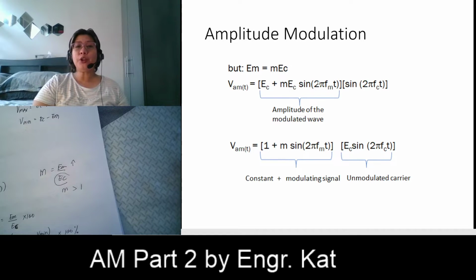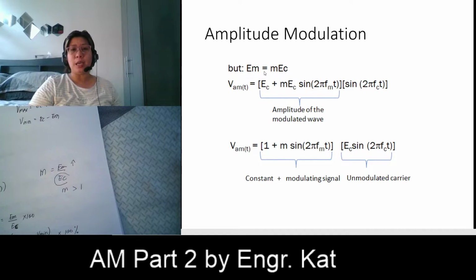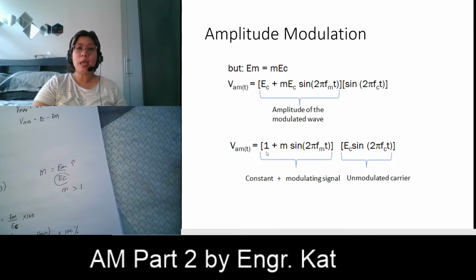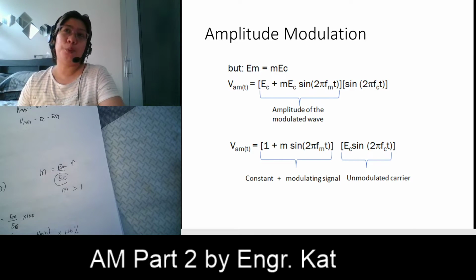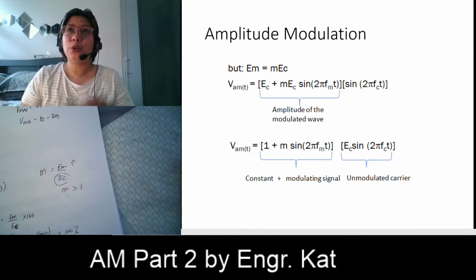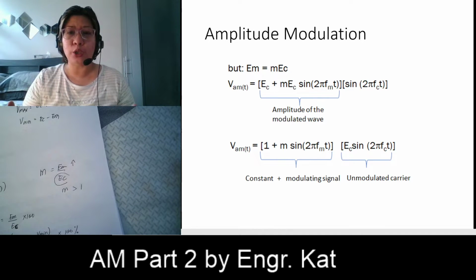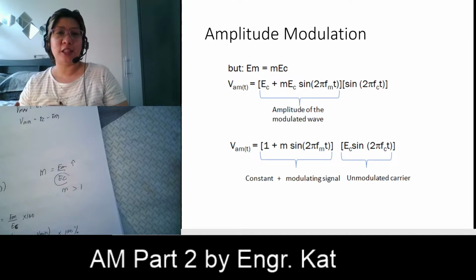Factoring out your EC, that will give you EC sine of 2 pi FCT, times 1 plus M sine of 2 pi FMT. Then we have here EC sine of 2 pi FCT, this is your unmodulated carrier. So you have an unmodulated carrier at the output of a modulator. Take note, your carrier is still intact. With or without modulation, your carrier is still intact.